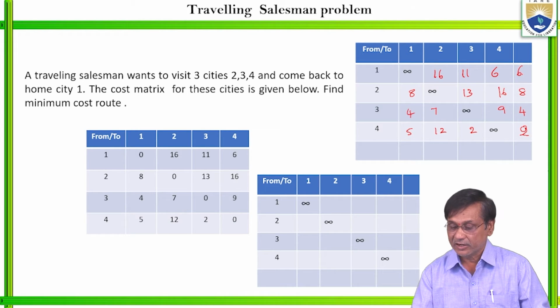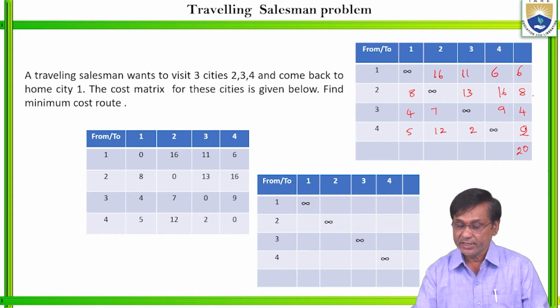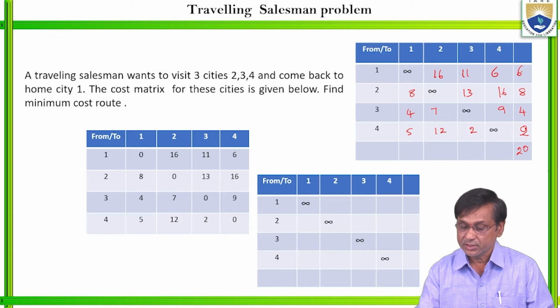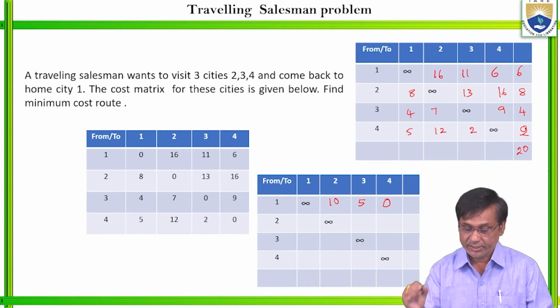Now add all these values. 6 plus 8 is 14, 14 plus 4 is 18, 18 plus 2 is 20. So the reduction in the rows is 20. The reduction in the first row is 6, in the second row 8, in the third row 4, and in the fourth row 2, and the total reduction is 20. Now we have to reduce the matrix. In the first row, reduce by 6: 16 minus 6 is 10, 11 minus 6 is 5, 6 minus 6 is 0.